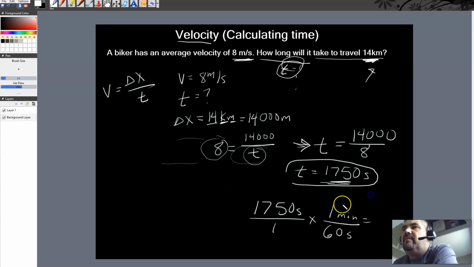29 minutes, so almost a half hour. That's just for fun. I just thought I would convert it to see how much time that really was. So it'll take about a half hour. If a biker is biking at 8 meters per second, and they want to go 14 kilometers, which is, I don't know, 9 miles or something, I'm not sure, it'll take them about a half hour.